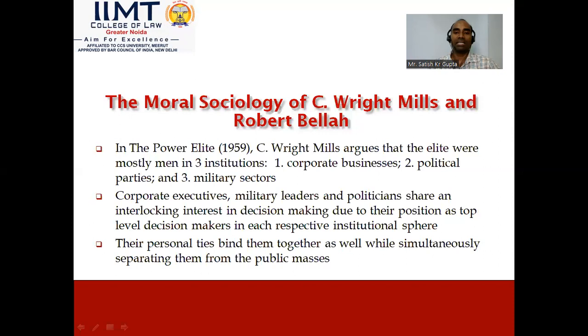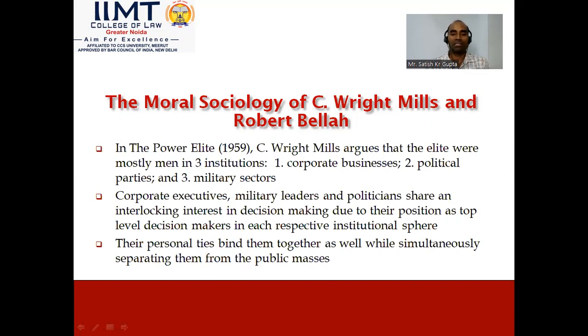Further, we can see the work of the sociologists C. Wright Mills and Robert Bellah. In the work of C. Wright Mills, The Power Elite, Mills argued that the elite were mostly men in three institutions. The first one is corporate business, the second one is the political party, and the third one is the military sector. So the corporate executives, military leaders, and political leaders share interlocking interests in decision making due to their position as top-level decision makers in each respective institutional sphere.